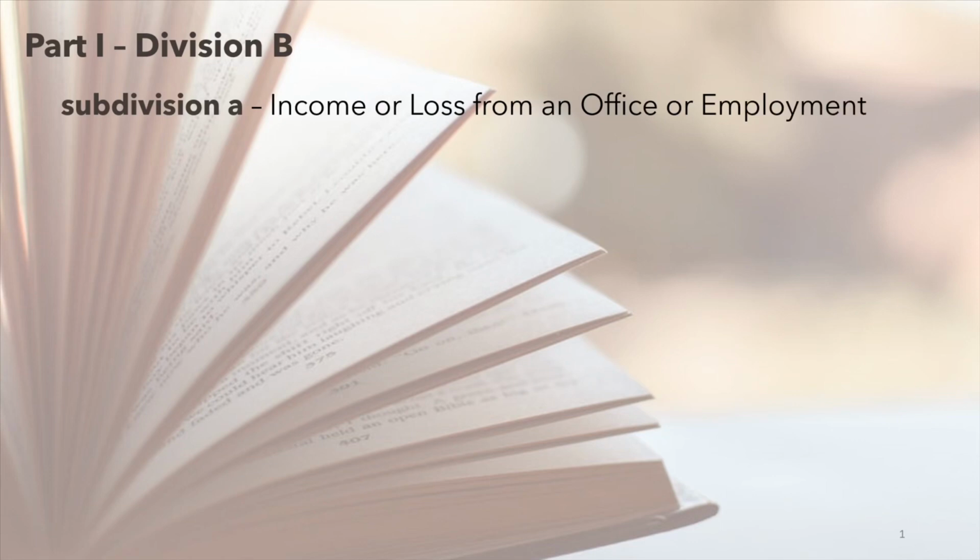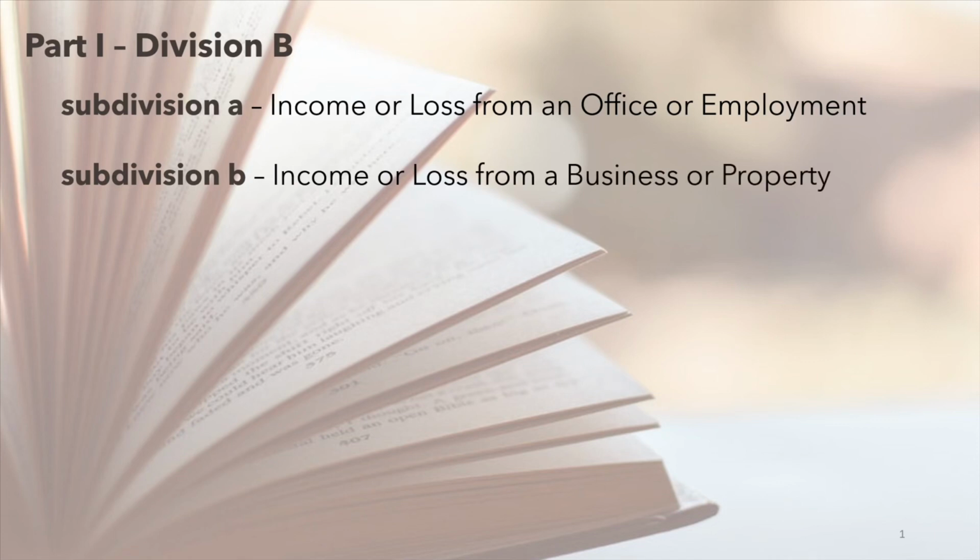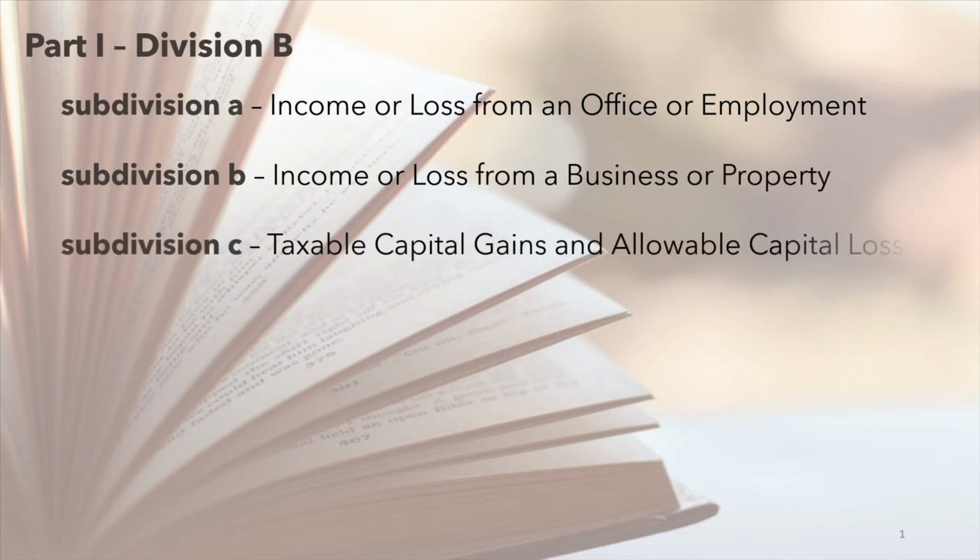In a prior video, we asked you to take a look at the detailed table of sections and to get an idea of what's inside Division B, Subdivisions A, B, C, D, and E. Let's just quickly review that. In Part 1, Division B, we have Subdivision A, which relates to the income or loss from an office or employment. In Subdivision B, we have the income or loss from a business or property. In Subdivision C, we have taxable capital gains and allowable capital losses.